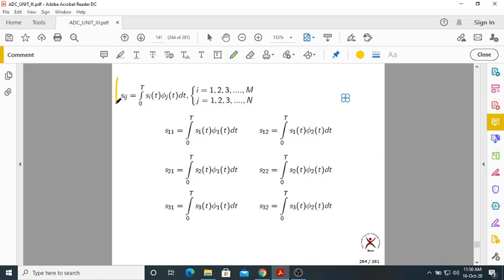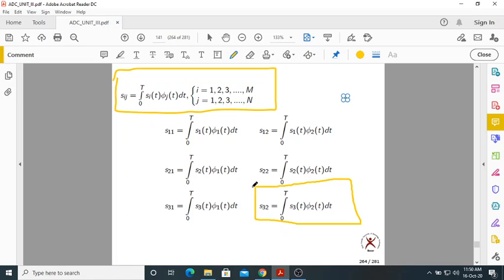So this is how we find the coefficients. For your understanding, I have written some examples. How to find S11? Integration 0 to T, S1 of t, phi 1 of t. S12: S1 of t, phi 2 of t, dt, integration. Same thing for S21 and S22: S2 of t, phi 1 of t. You just remember this logic. S31: S3 of t, phi 1 of t dt. S32: S3 of t, phi 2 of t dt. You just remember these logics.